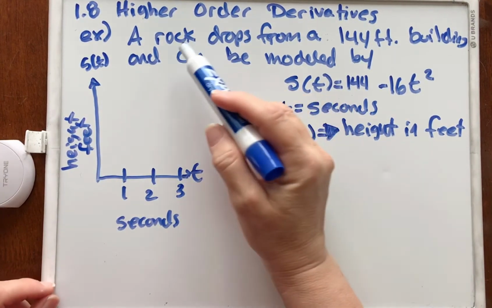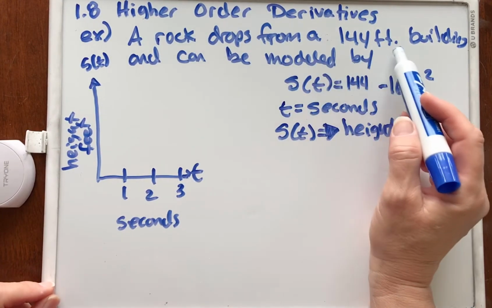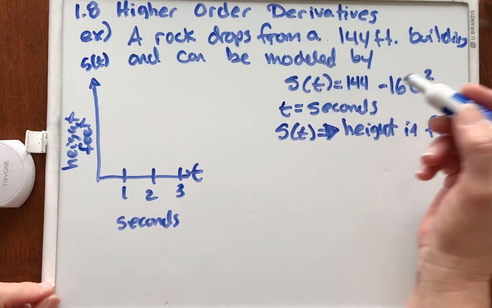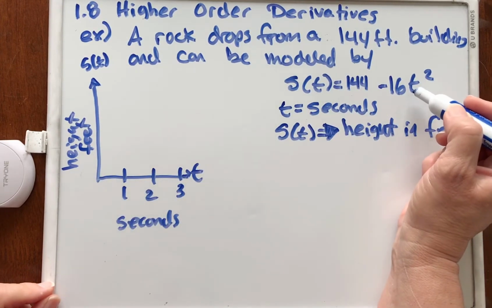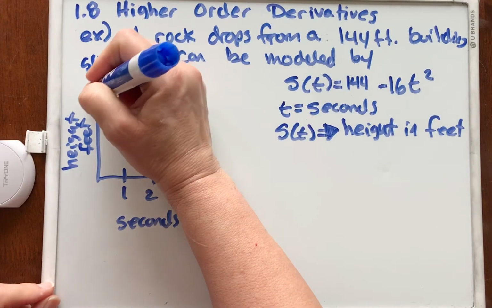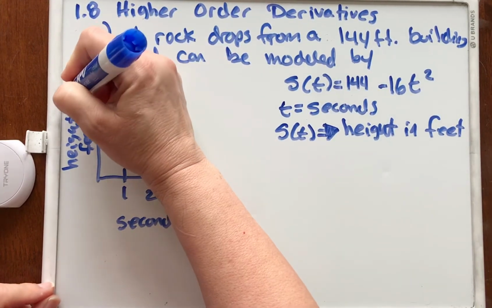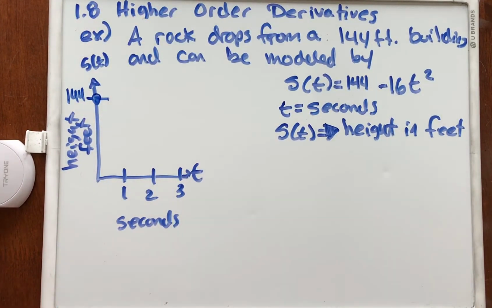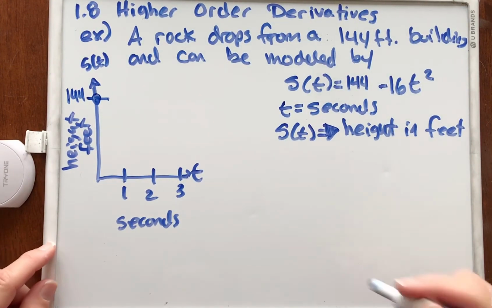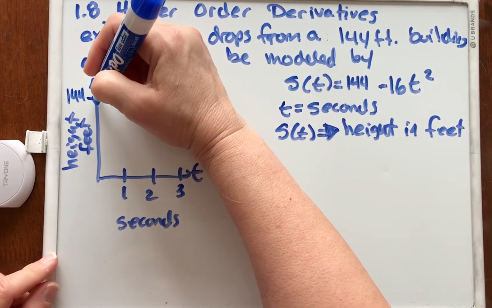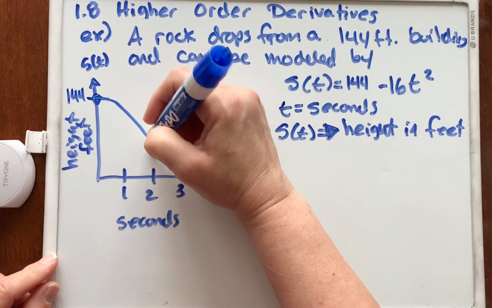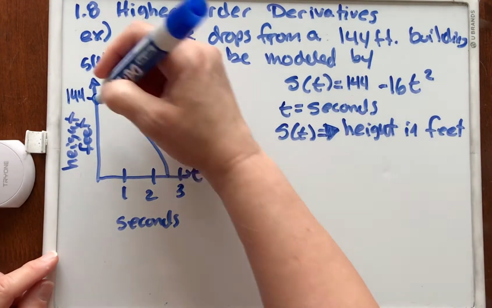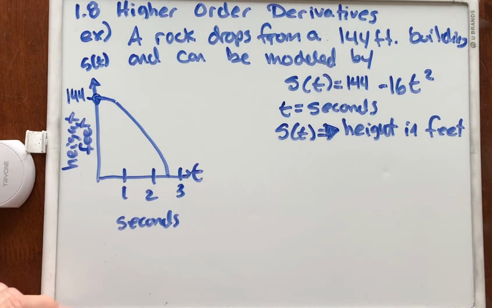Okay, it says a rock drops from a 144-foot building. If we put a 0 in here, put a 0 right there, we get 144. So this is the top of the building, 144 feet. All right, so we're going to draw a picture. It kind of looks like this. It's falling, it's not falling straight down. It's almost like it's falling, falling, falling, and hits.